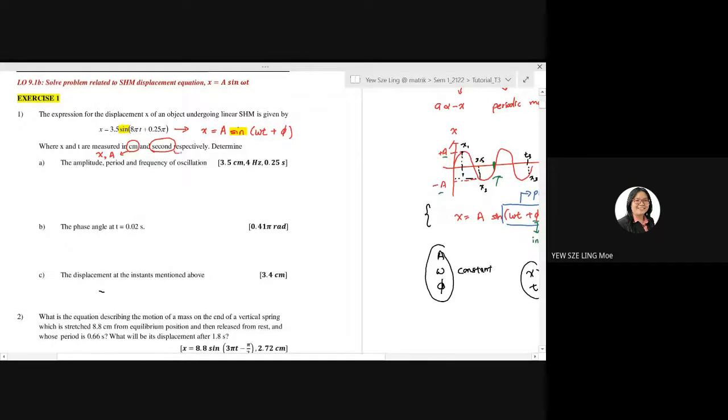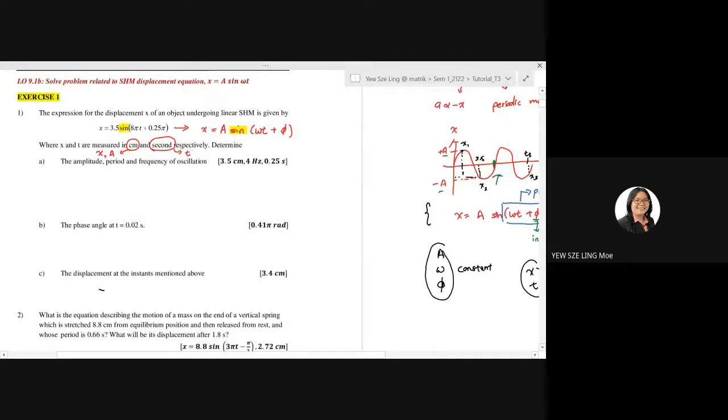And then second is for time. If your time is in seconds, then your omega will be in radian per second. If time is in minutes, then your omega should be in radian per minute. So it is quite important for you to check the unit before you solve the question. Make sure you know what units are being used in the question. So x is in cm and t is in seconds, respectively.